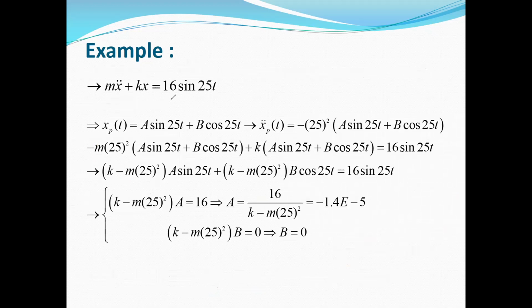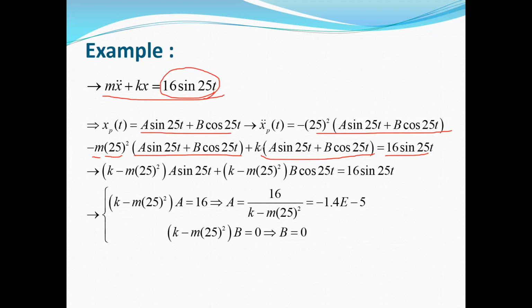So this is the equation of motion. This is the xp(t), and this is the x double dot p(t), and we can substitute. We will have m times xp double dot, which is minus 25 squared times xp(t), plus k times xp(t). It must be equal to the non-homogeneous term, which is 16 sine 25t. This is the non-homogeneous term. Now we need to collect for cosine and sine function.